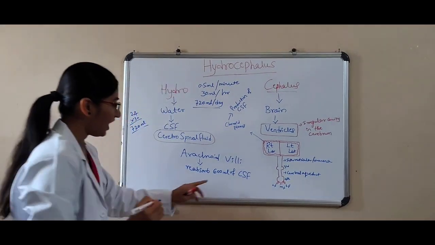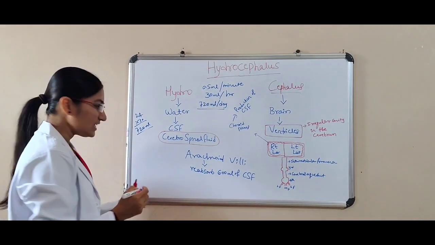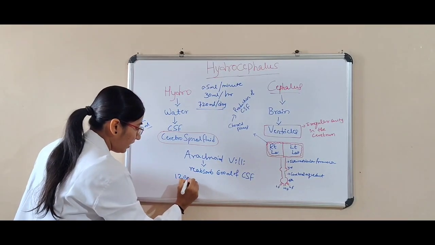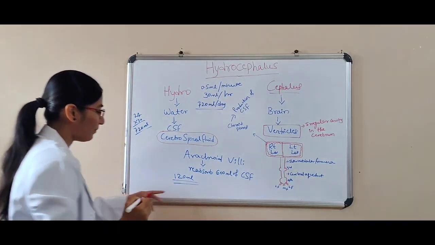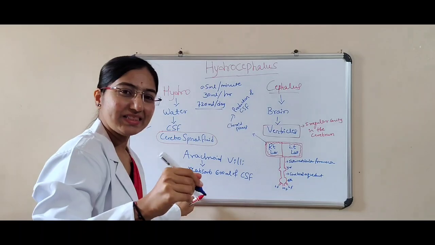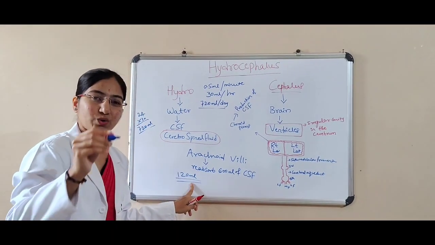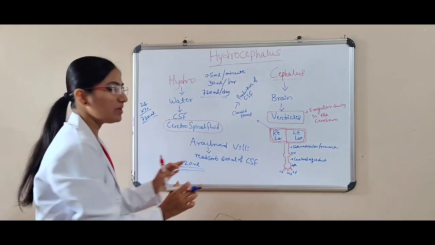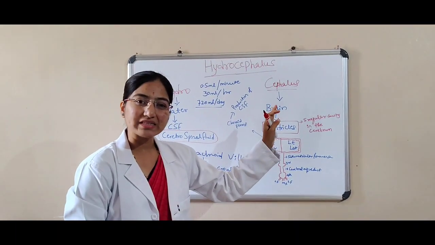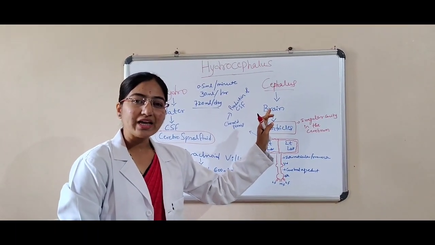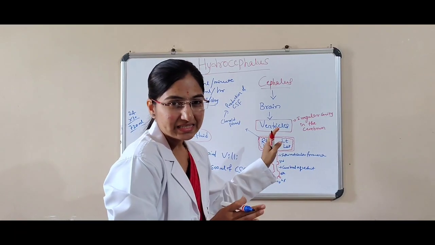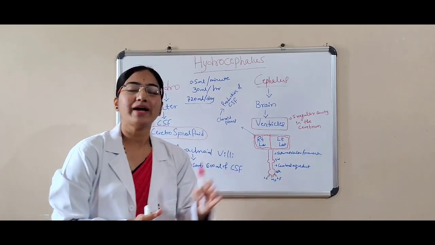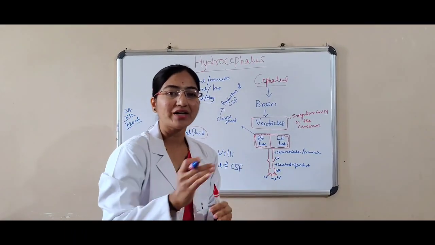Then how much remained? Remaining is 120 ml. It is going to be present in the subarachnoid space constantly. Why is it present constantly? To protect the CNS, to protect the brain and spinal cord from injury or damage.